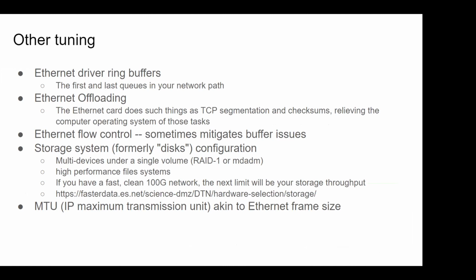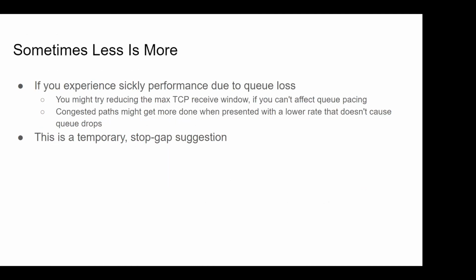Other tuning: Ethernet drivers, Ethernet offloading, Ethernet flow control, which is communication between Ethernet switches and other Ethernet switches or computers to say, wait, I'm full, don't send me more data right now. Storage system configuration, there's a link to the fasterdata storage system page. And of course, maximum transmission unit. As I said, most of the packets in the world are 1,500 bytes, but if you groom your network path and your machines at the end, you can get as high as 9,000 bytes in typical situations on R&E networks.